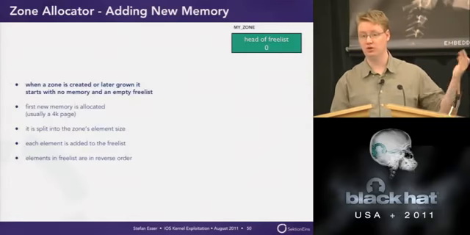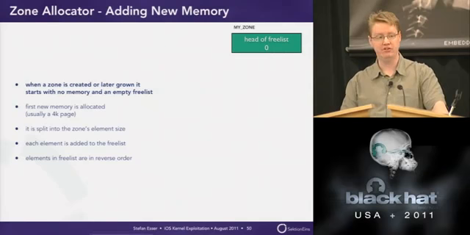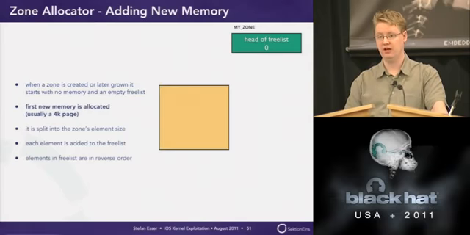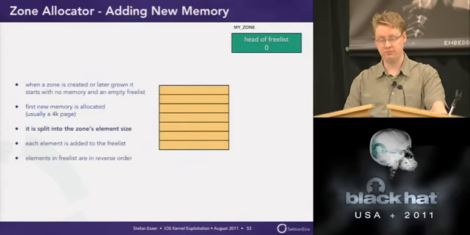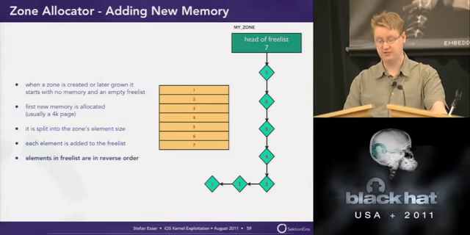Okay, let's look at a new zone. When you have a new zone, it's completely empty. There's no free list, there's no memory, nothing. The first thing that happens is it will allocate a memory page. And like I said, there's no pointer back. The next thing that happens is we divide the page into elements, let's say 128 bytes, and then each element is added to the free list. And you see in the end you have the free list in reverse order.